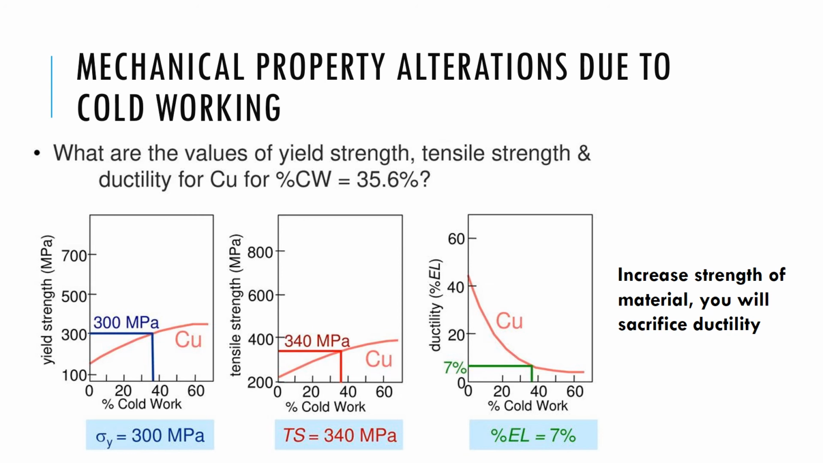And I show you here some values for the yield strength, the tensile strength, and the ductility for a copper, which has had cold work of 35.6%. The yield strength increases, the tensile strength increases, but look at the huge reduction in ductility for the material. So if we want to increase the strength of the material, we have to make sacrifices elsewhere. And of course, here we're going to make sacrifices in ductility.